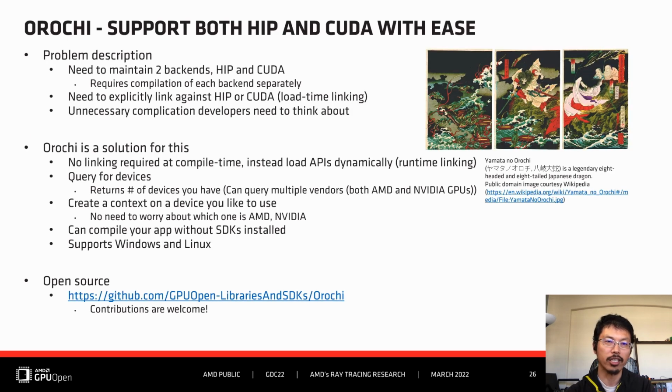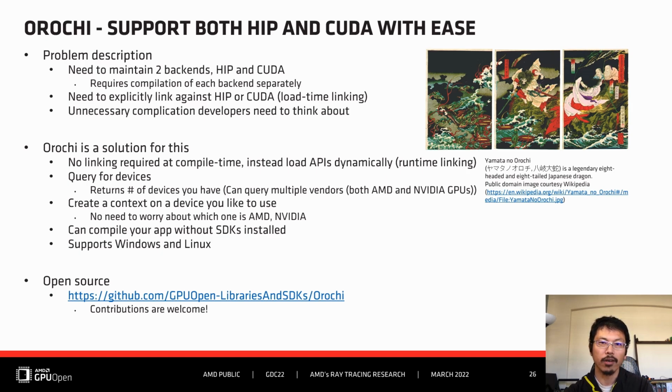The first one is the Orochi library. This is a library we built to make our life easier to have multiple vendor support in GPU compute. AMD has been actively developing the HIP programming language for a while, and NVIDIA has the CUDA programming language. Their APIs are very similar. However, developers need to maintain two different backends separately. We think this is nothing but a complication a developer does not need to worry about. Therefore, we implemented this Orochi library to make it easier.